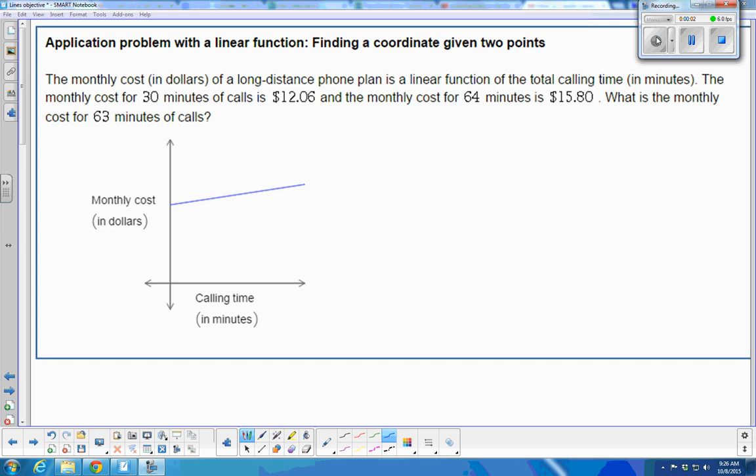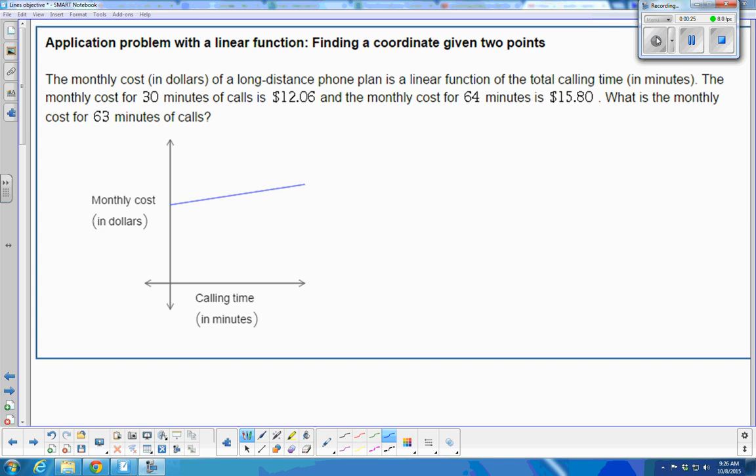Okay, so the next one is going to be application problems with a linear function, finding the coordinate given 2 points. This might be the hardest one in your section, okay? So I'll try to take my time, really make sure I explain it as well as I can without wasting your time. Okay, so what you're going to have here is a situation, okay, let's read it real quick.